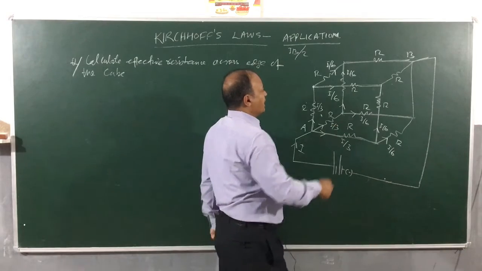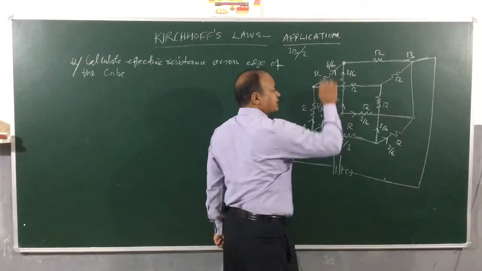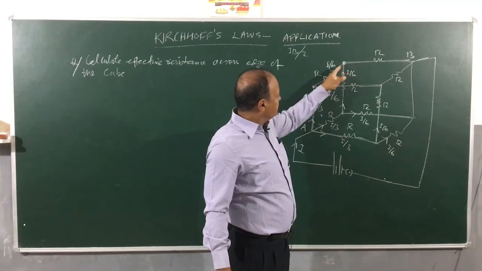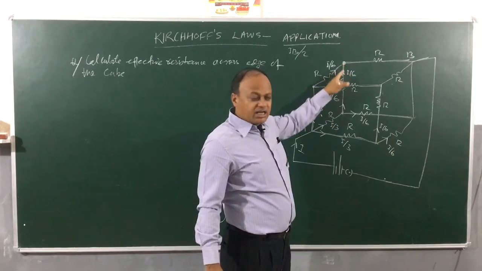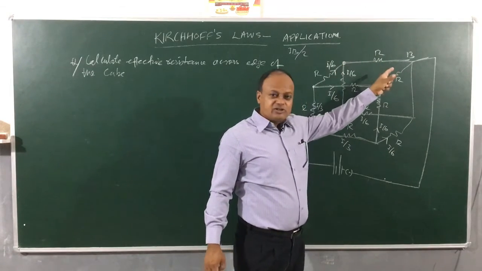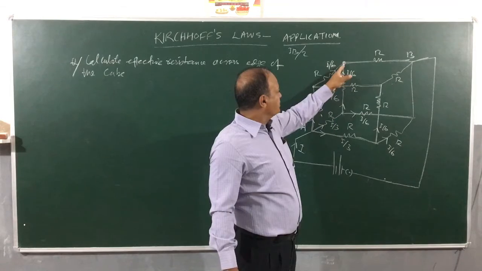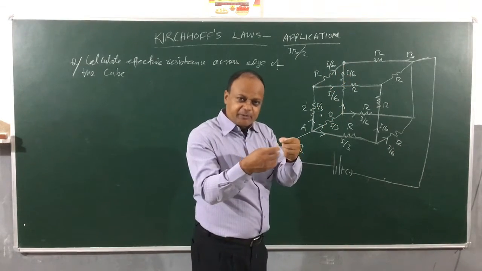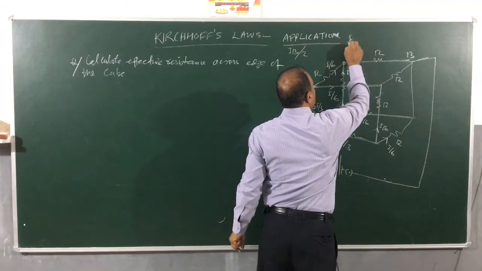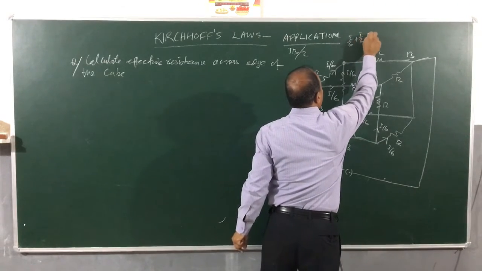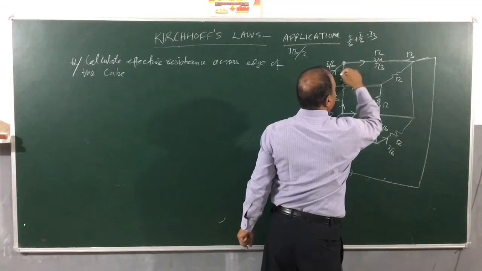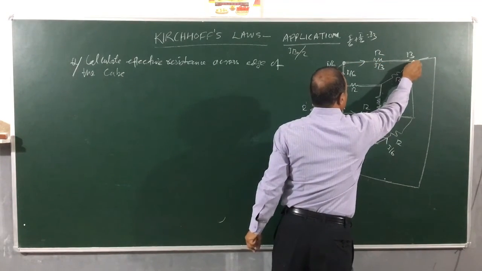Now pay attention. At this point, see carefully, there are 2 currents, this current I by 6 and this current I by 6. When they meet here and flow in this branch, I have to add them together. I by 6 plus I by 6 will be how much? I by 3. So this current here again becomes how much? I by 3. Current here is I by 3, I by 3 goes here.